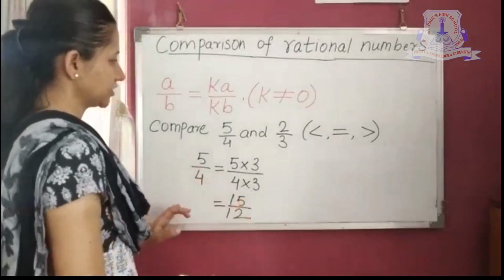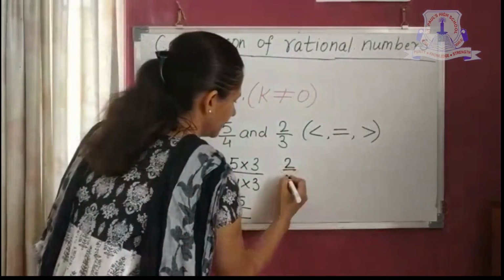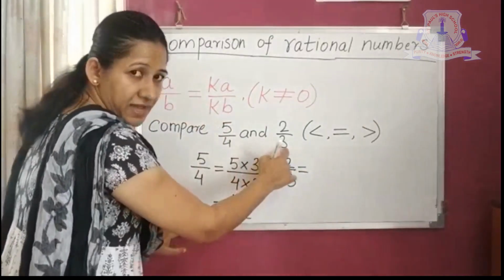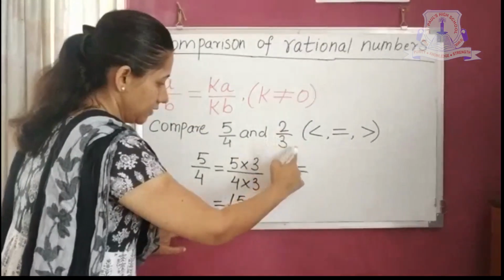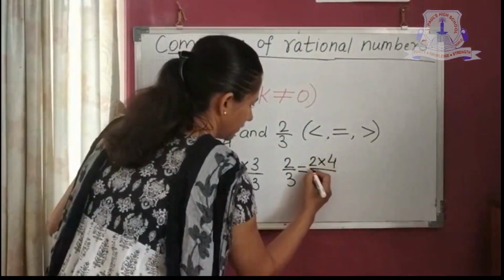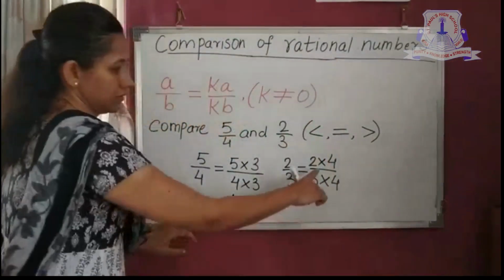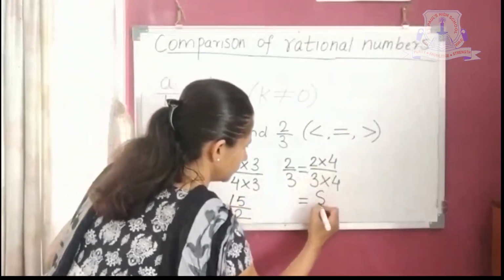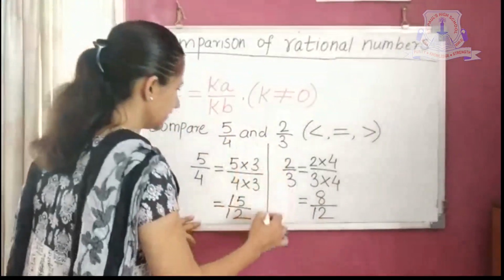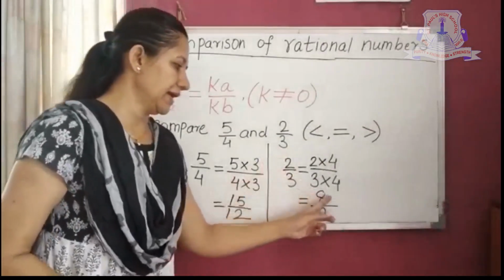Next fraction which we have to compare this to is 2 upon 3. So let's write 2 upon 3. To equalize the denominators, we have to multiply this fraction, numerator and denominator, by 4. So 2 multiplied by 4 upon 3 multiplied by 4, which is equal to 8 upon 12. Now students, 5 upon 4 is equal to 15 upon 12 and 2 upon 3 is equal to 8 upon 12.